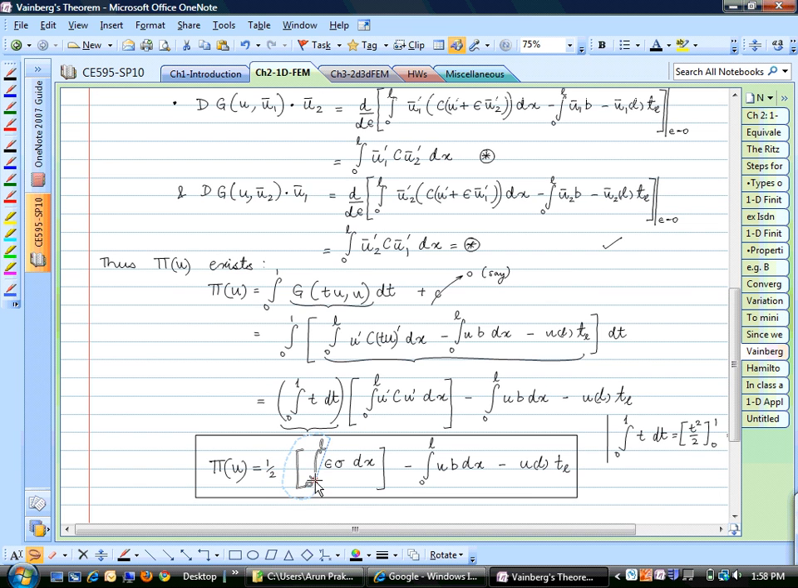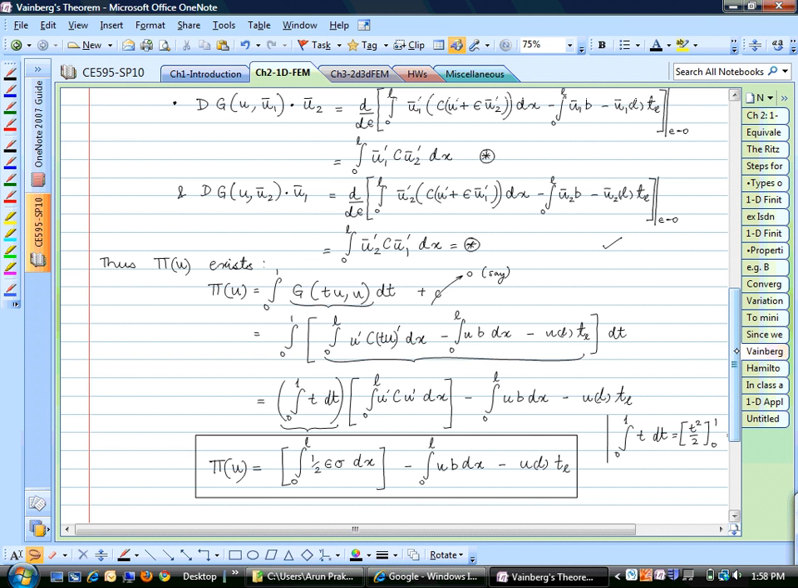So if I do that, this now becomes our strain energy stored in the bar. This is the strain energy stored in the bar. This is the potential due to external forces. So this was the same potential energy functional that we constructed using physical arguments. And we just saw that if you are given a weak form, you can actually construct this potential energy functional from the weak form by using Weinberg's theorem.